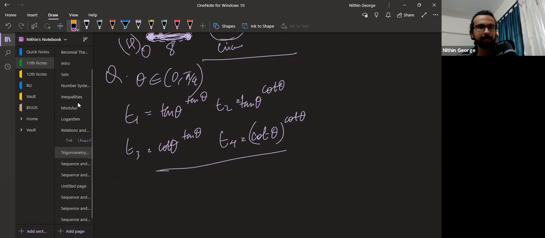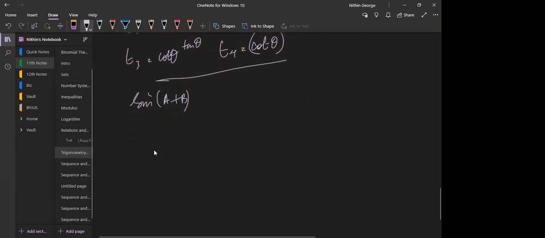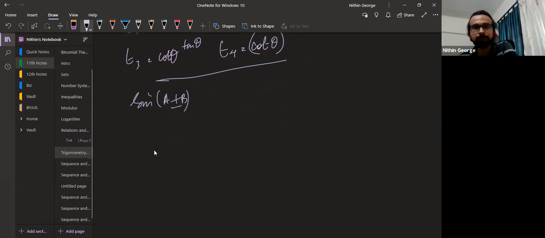Okay, let's head to the basic identities. What's sin A plus B? Sin A cos B plus cos A sin B. What is sin A minus B? Replace B with minus B in sin A cos B plus cos A sin B.